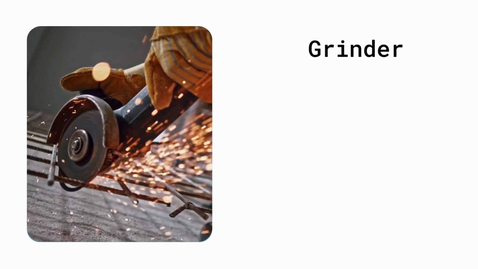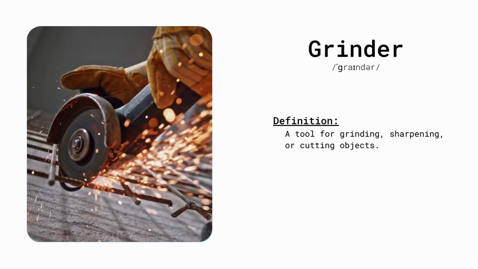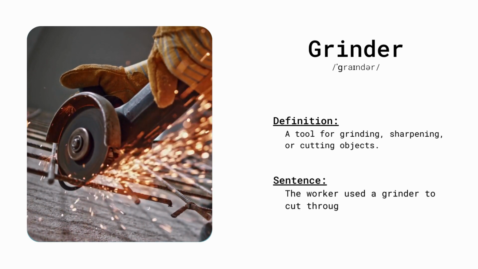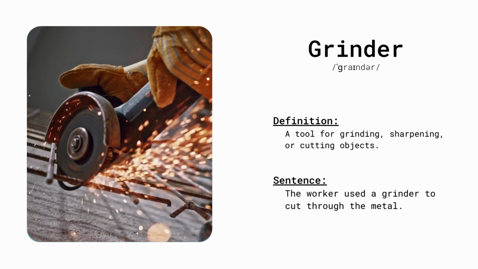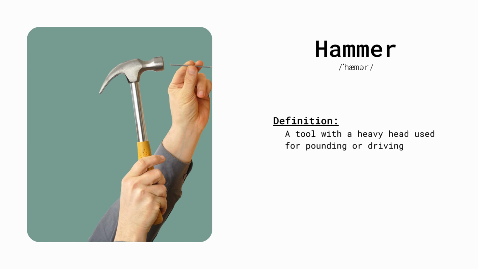G is for grinder. A tool for grinding, sharpening, or cutting objects. The worker used a grinder to cut through the metal. H is for hammer. A tool with a heavy head used for pounding or driving nails. I used a hammer to hang the picture frame.